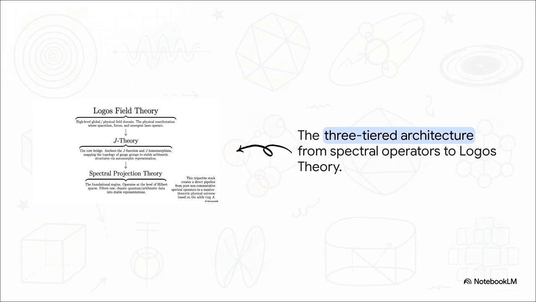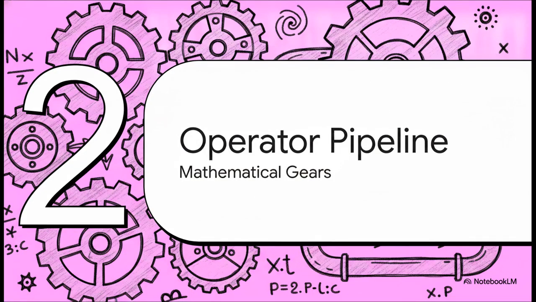At the very bottom, we have the foundational engine of spectral projection filtering the raw data. That data then moves across what we call the J-theory bridge in the middle before finally outputting into the macroscopic manifestation of logos field theory at the top. That's where our physical laws actually operate. Moving on to Section 2, the operator mathematical pipeline.